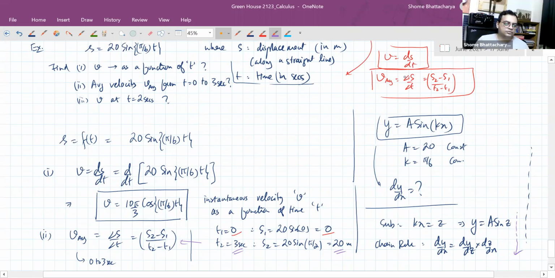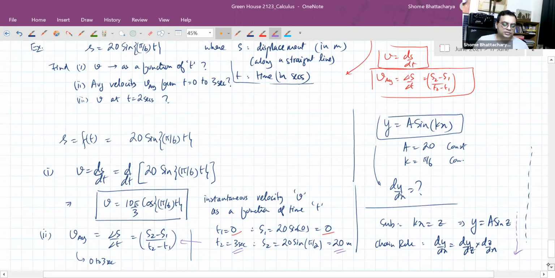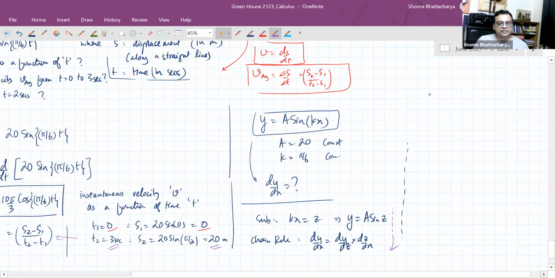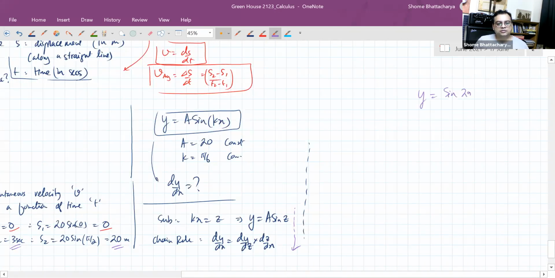Just for a moment, let's understand another example. Suppose we have y is equal to sine 2x. What is the differentiation of this? This is not cos 2x. dy by dx will not be cos 2x. It will be 2 cos 2x. Because after all, this is also a composite function.